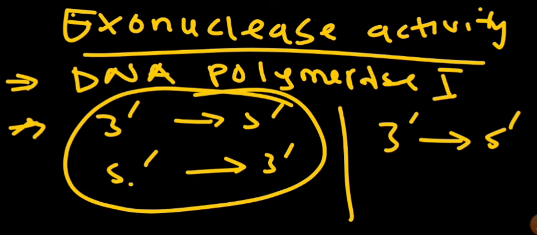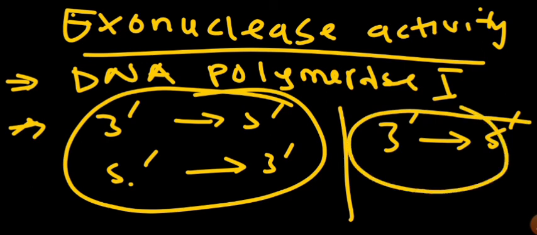So DNA polymerase 1, it is mostly used for repair. Then DNA polymerase 3, it is used for proofreading. So you need to know these 2 points. Okay, so the exonuclease activity of DNA polymerase 1 is for repair. All right. Then for DNA polymerase 3, it is for proofreading.